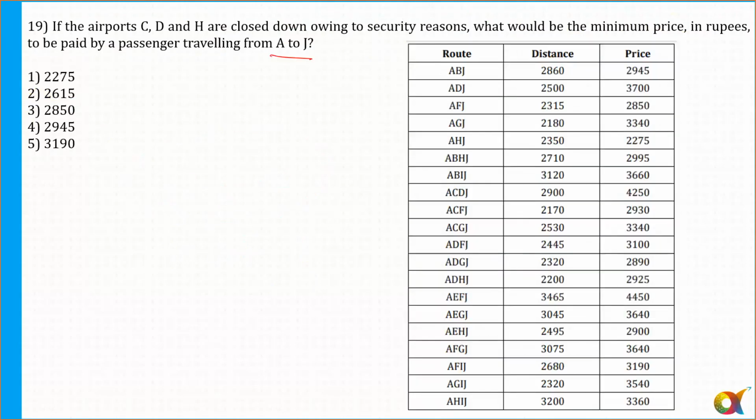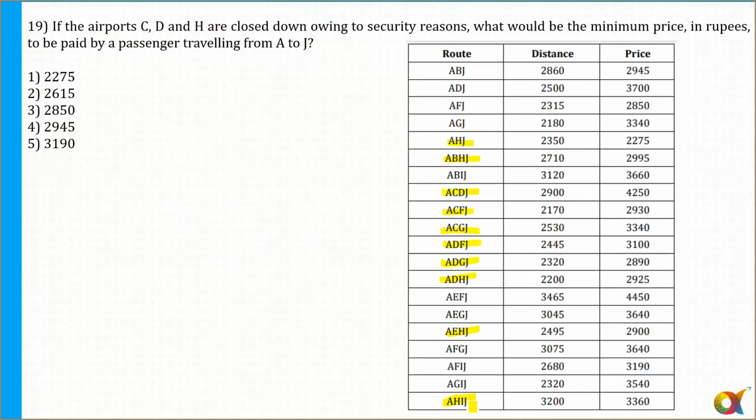Now, further it says, if the airports C, D and H are closed, so all the airports in which C, D and H are closed. Okay. So C, D and H are closed. Wherever C or D appears, you can close all of them. C, D and H. All these are closed, which I have highlighted.